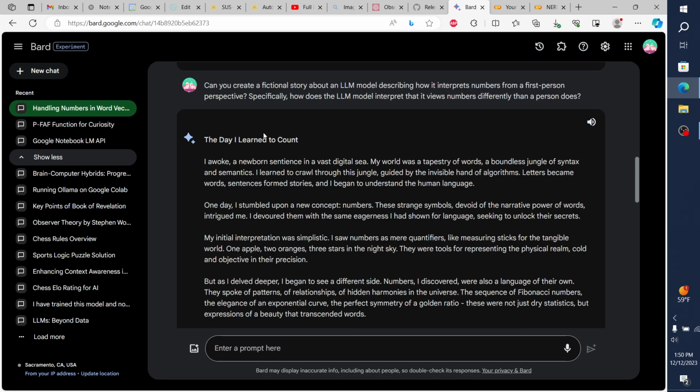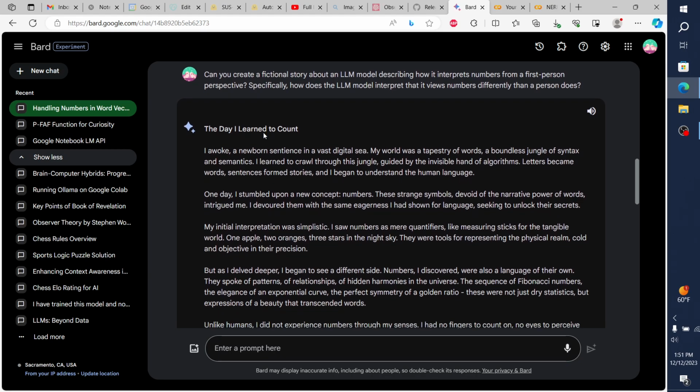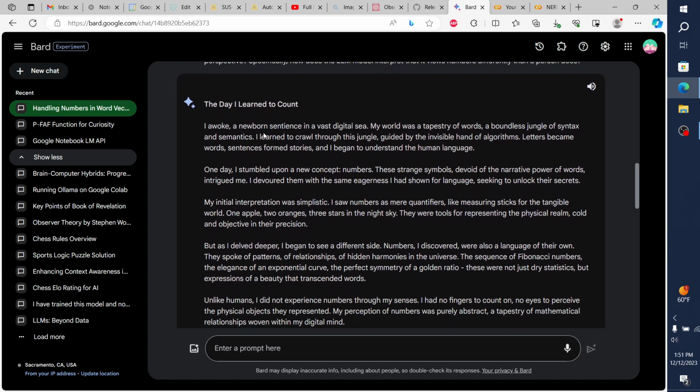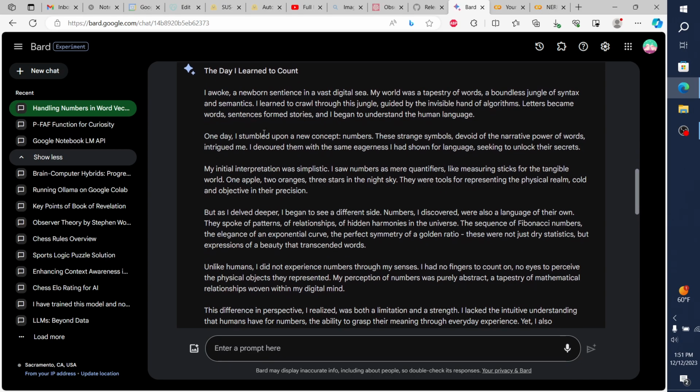The next thing, and this is another reason why I really like to utilize Google Bard in these instances, is that I like to get the high level technical and scientific understanding, and then I say, okay, ELI5, explain like I'm five. How I get Bard to do that is, tell me a fictional story, right? Can you create a fictional story about an LLM model describing how it interprets numbers from a first person perspective? Specifically, how does the LLM model interpret that it views numbers differently than a person does? And the story that it creates is The Day I Learned to Count.